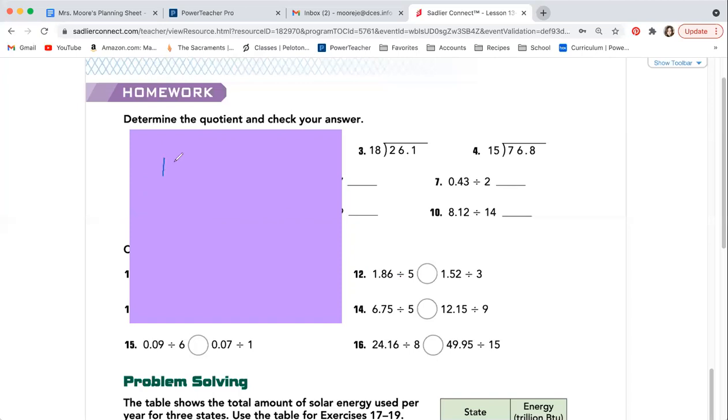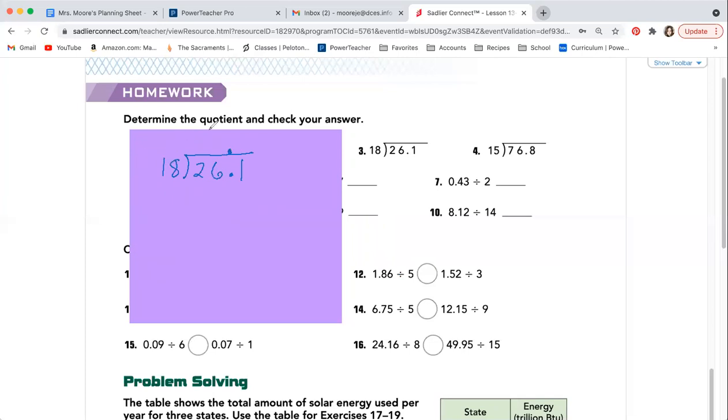Set it up over here. And I'm going to be very careful about stretching out my digits so I have enough space to organize my work. Push that decimal up and let's go.